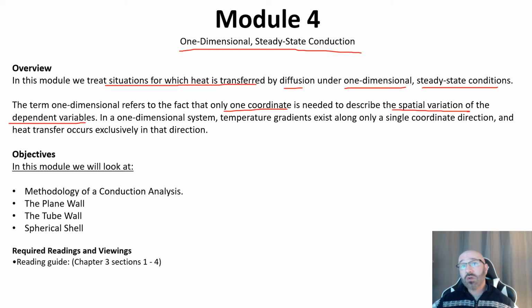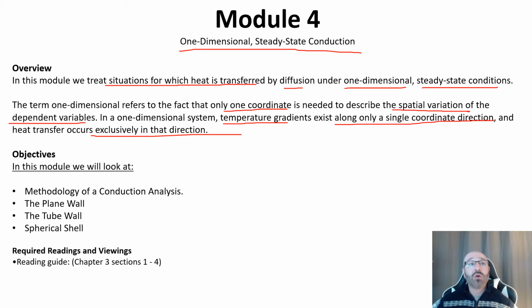And I think it's important to look at these 1D situations first so we understand what we're doing and how we're applying the problems, and then from there we can move into 2D and 3D. So in a 1D system, temperature gradients exist only along a single coordinate direction, and heat transfer occurs exclusively in that direction. Again, that really does simplify our solution and helps us wrap our heads around what we're doing and how this is going.